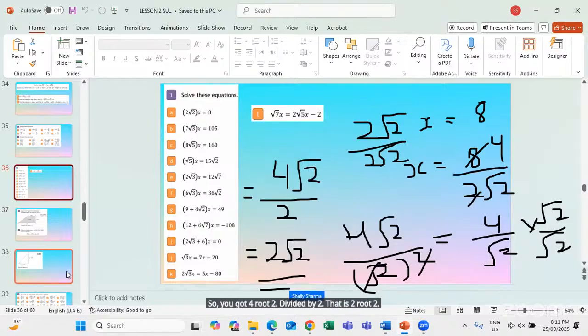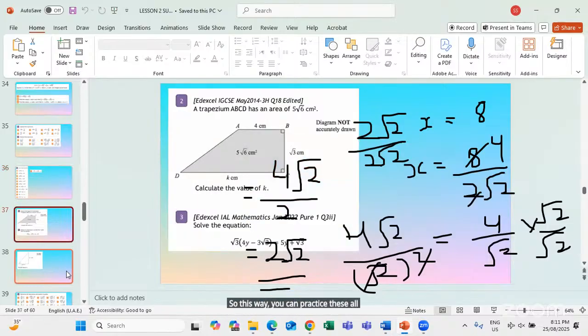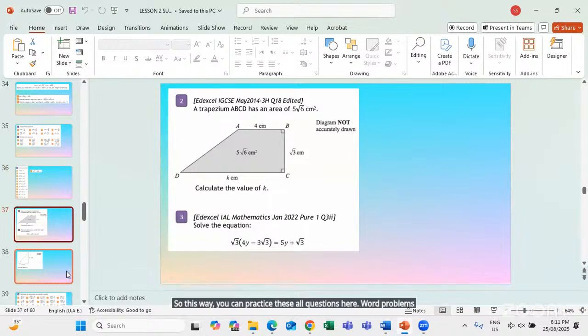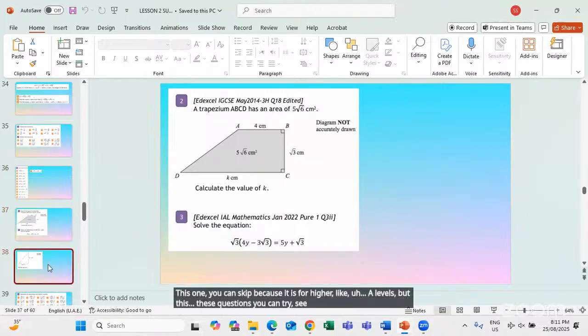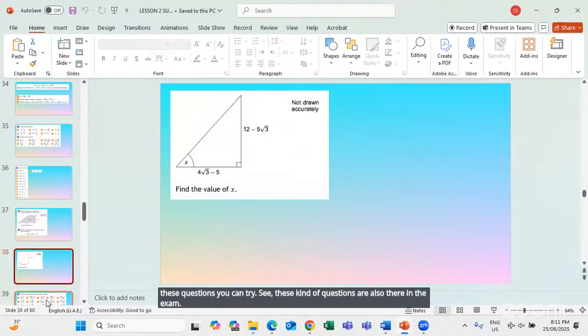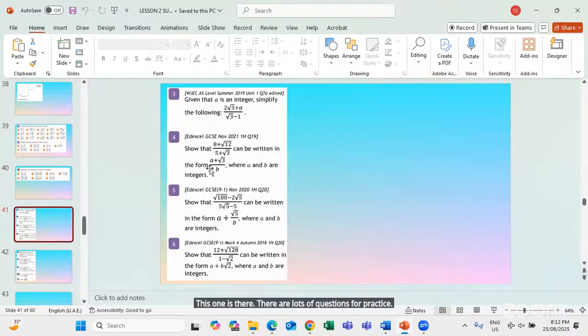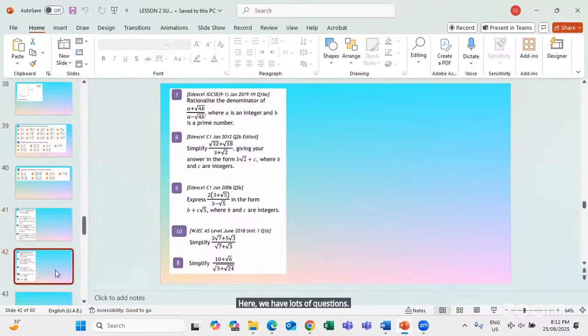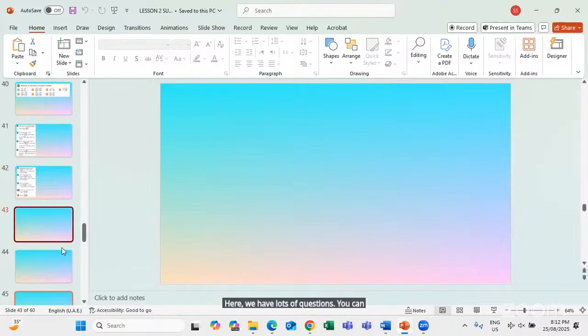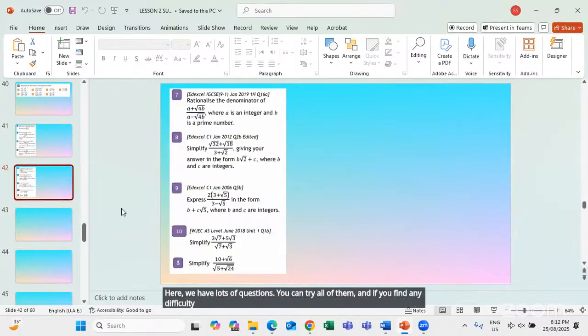So this way you can practice all these questions here. Word problems, this one you can skip because it is for higher, like A levels, but these questions you can try. See, these kinds of questions are also there in the exam. This one is there. There are lots of questions for practice. You can try all of them, and if you find any difficulty, we can discuss it.